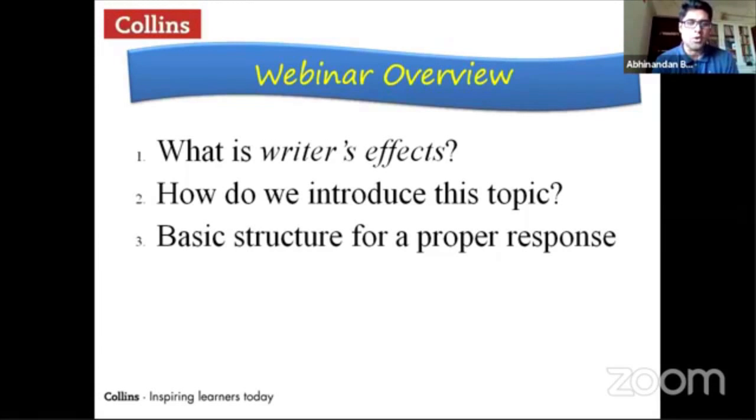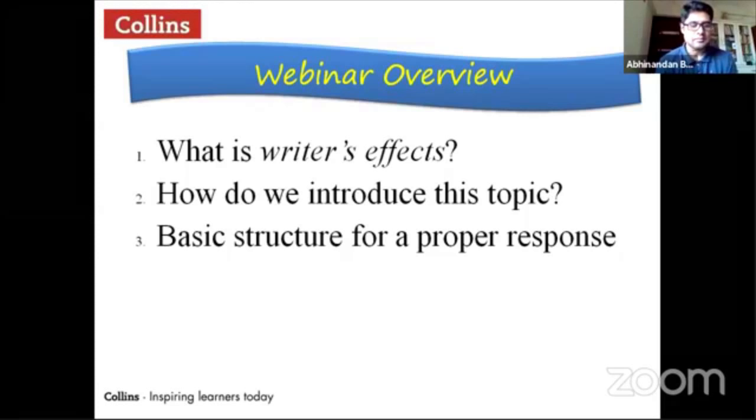Basic structure for a proper response. This is something again very important, where we need to understand how to structure our answers with the proper thesis statement, whether we should write in bullet points or not, whether we should write in a continuous paragraph or not. We'll try to figure out what is the structure to write a writer's effect response and to score a high grade and high band mark as per the marking criteria.